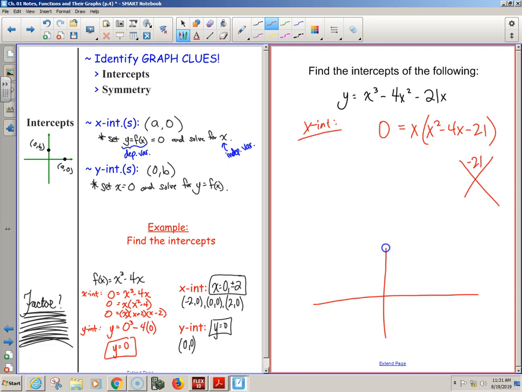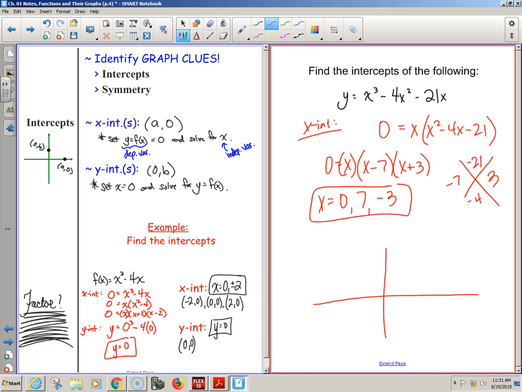Yes. So all we have to do is realize that in order to multiply to be negative 21 and add to be negative 4, we need a negative 7 and 3. Good? So then when we are looking for our x-intercepts, we have our leading factor of x, and then we have an x minus 7 and an x plus 3. So why, oh why, are my x-intercepts 0, positive 7, and negative 3?